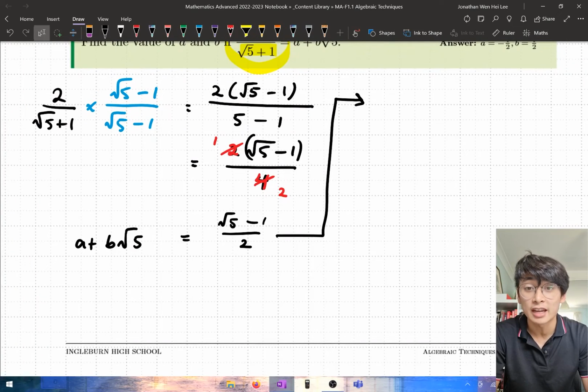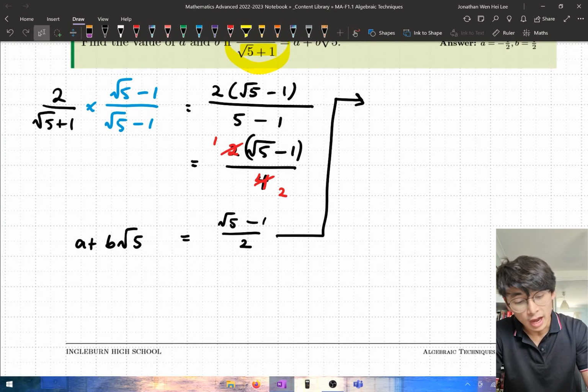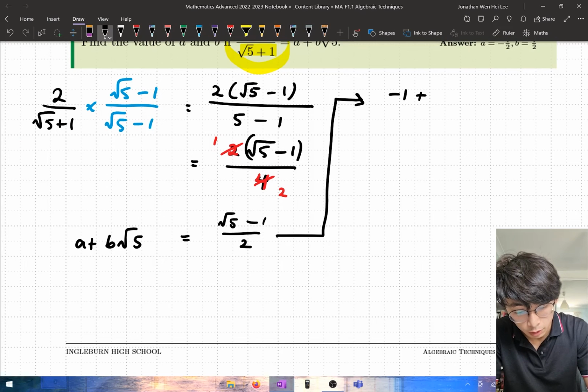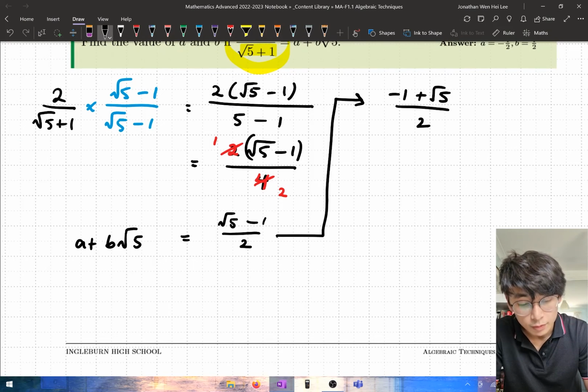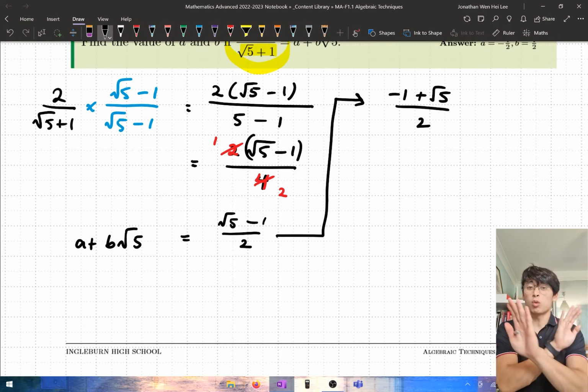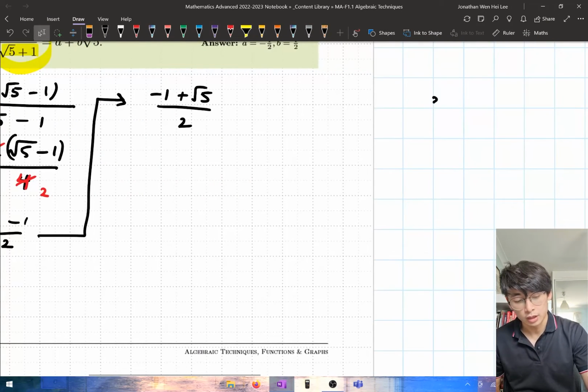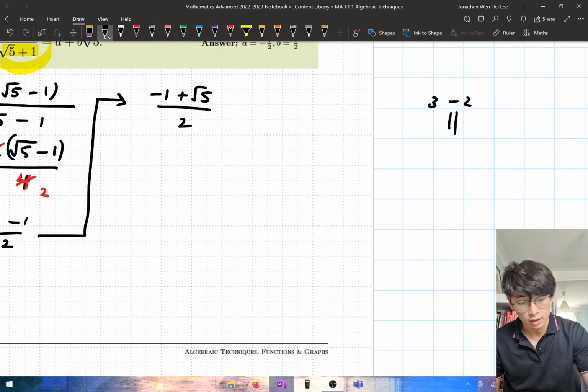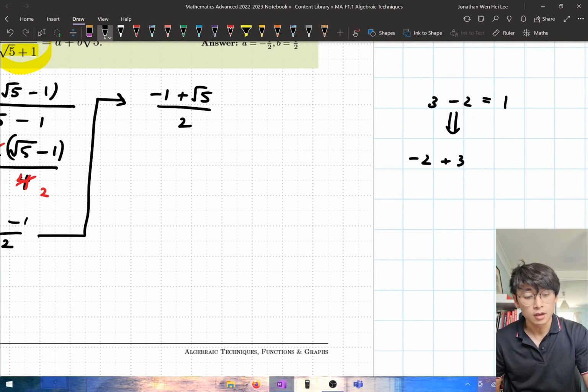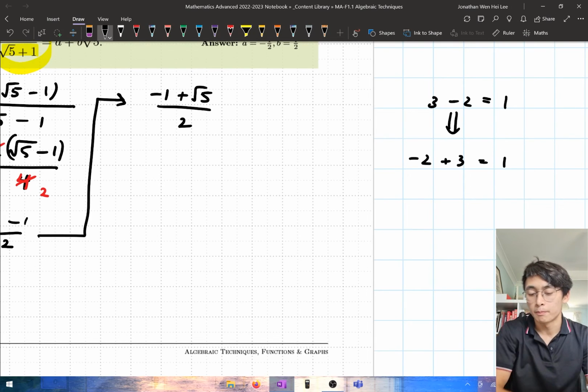So here I have square root 5 minus 1. I'm going to just rewrite this as negative 1 plus square root 5 over 2. That's actually the same thing. All I've done is swap the order of my terms. This would be like the same as doing 3 minus 2 and then changing that to be negative 2 plus 3. This gives you the same thing, an answer of 1 and 1. All I've done is just rewritten the order.